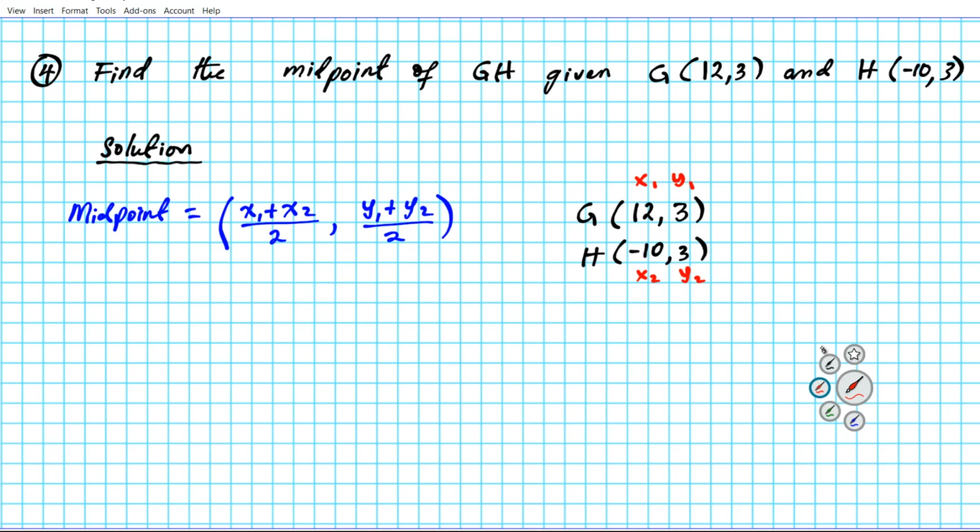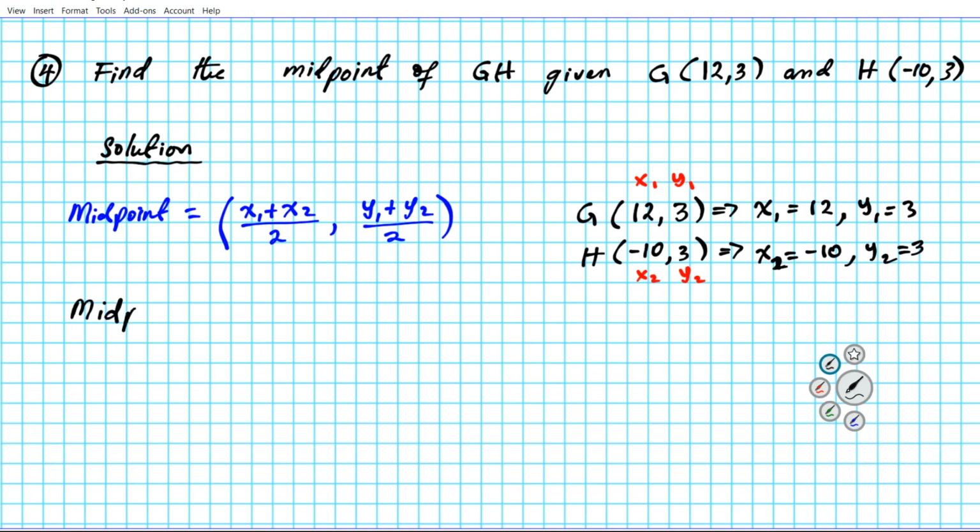Okay, so let's write it out. For G, x1 is 12, y1 is 3. And then for H, x2 is negative 10, and y2 is 3. All right, let's make sure we have it correctly. x1 is 12, y1 is 3, x2 is negative 10, y2 is 3. All right, so now we're ready to calculate the midpoint.